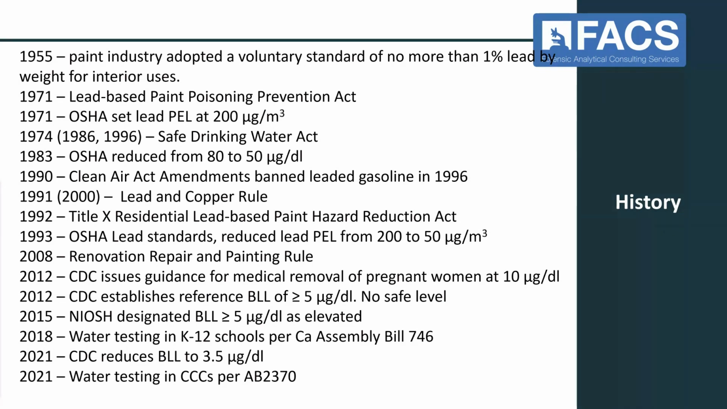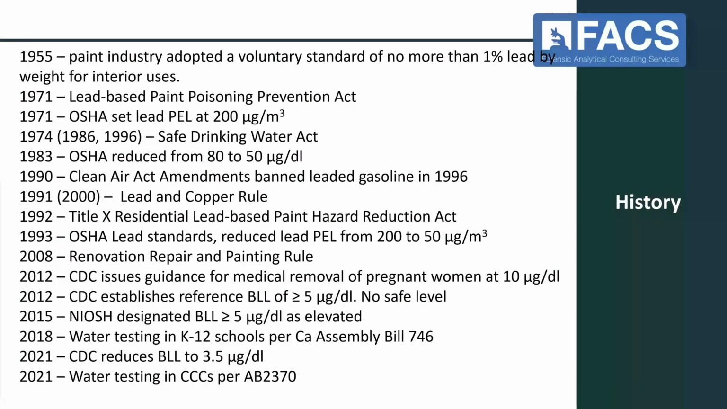In 2008, the feds came out with their Renovation, Repair, and Painting rule. This regulates people that do renovation, repair, or painting in housing, basically pre-78 housing where they have lead-based paint. And that rule is still in effect.